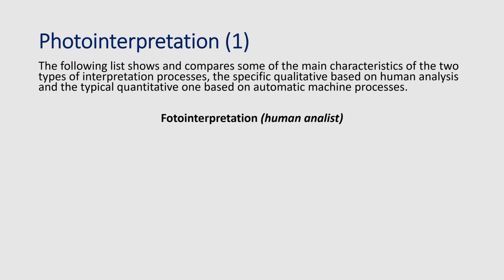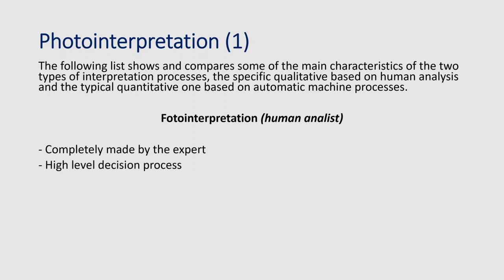So when we are dealing with photo interpretation, which is typical of a human analyst, this process is completely made by the expert, who has a very high level decision process, because we are using our brain, of course. It's a limited multispectral analysis because, for example, on the screen we can see altogether only three different bands of the possible multispectral acquisition, because we are using an RGB system.